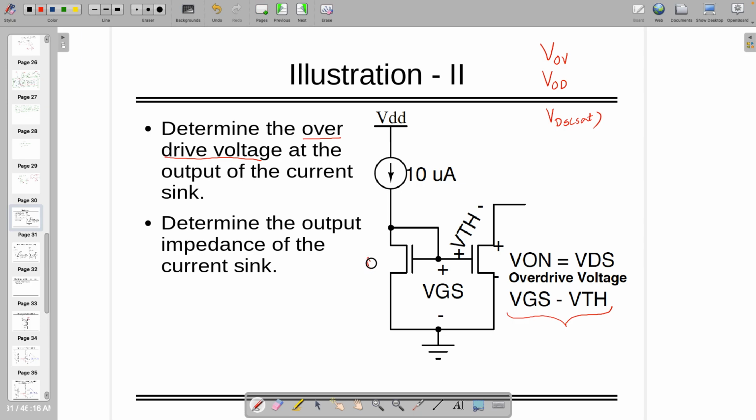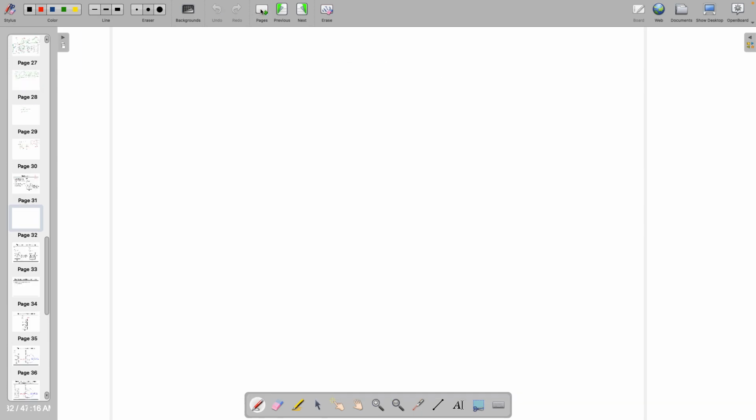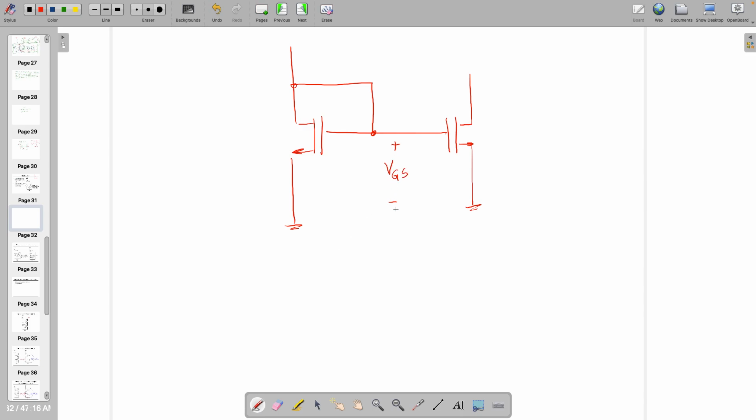Now look at this particular circuit where we have M1 and M2. If here it's VGS with respect to ground, that's known to us. Here it's VGS minus VTH, right? That is actually equal to VDS set. That is also equal to the overdrive voltage or VOD, whichever you want to use.